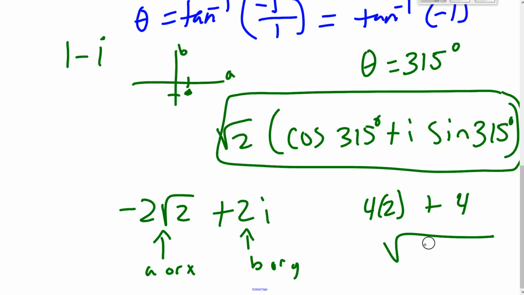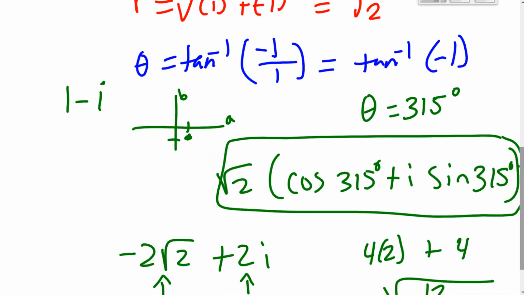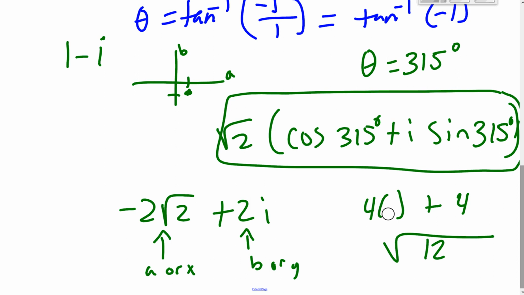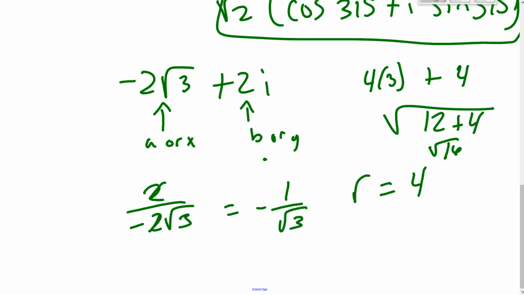Oh, sorry, that's a root 3. So -2 root 2 squared is 8, that's 4 times 2, and 8 plus 4 is 12. So we get 16. The square root of 16 is 4. So our r is equal to 4. And now for our theta, we take our b divided by our a, or y divided by x. These will cancel, so I get negative 1 over root 3, which is rationalized to root 3 over 3.